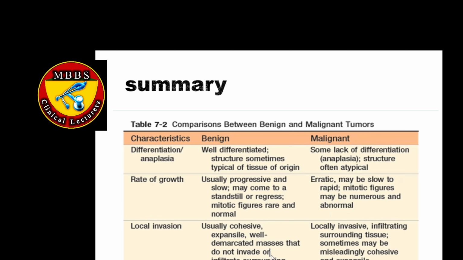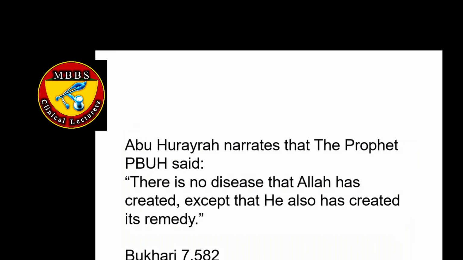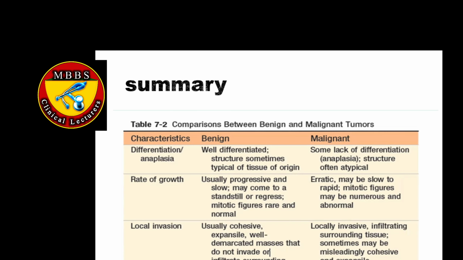Local invasion: benign tumors form expansile masses, but malignant tumors do not form much of the masses. Rather, they love to invade and infiltrate the surrounding tissue, which sometimes may be misleading. They actually prefer routes of metastasis like lymphatics, hematogenous routes, or body cavities. Again, in benign tumors, you can see metastasis is completely absent. So this was the whole summary of what we did today.